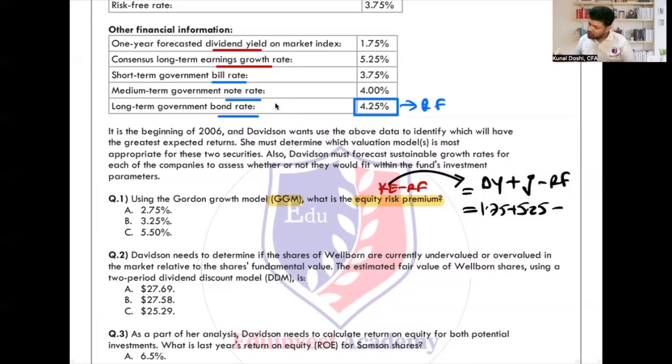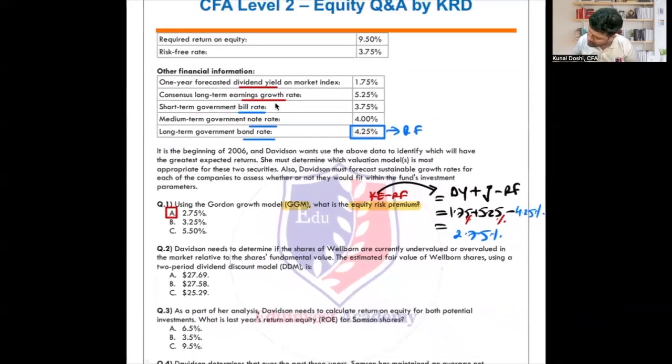Check, check. So I will subtract 4.25 percentage as the risk-free to find what is going to be the equity risk premium. Am I correct? 1.75 plus 5.25 minus 4.25. Everything is in percentage. I just forgot to press percentage here. Your answer will be 2.75 percentage. Correct. So I got my question number 1 related information from here. Are you getting this?